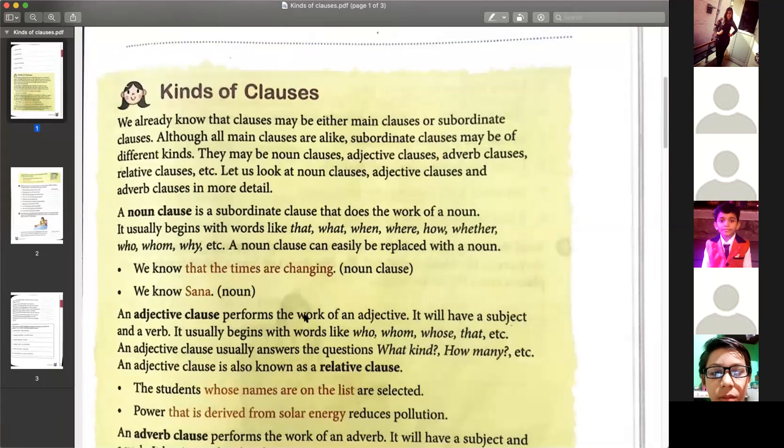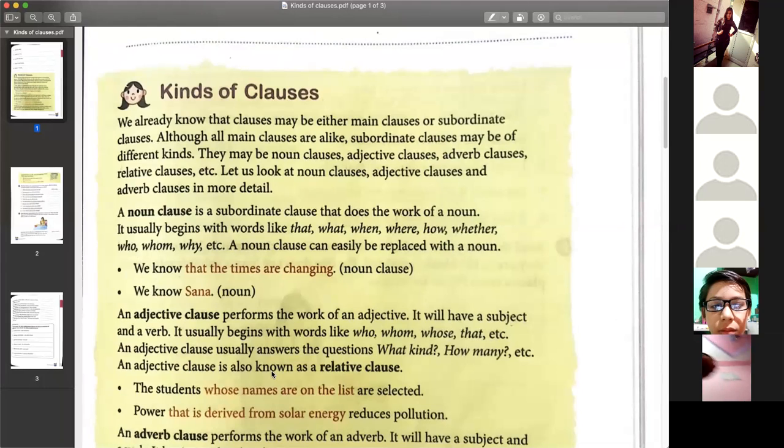Let's come to kinds of clauses. We already know there are two types of clauses, main clause and subordinate clause. The main clause is a complete sentence in itself, whereas subordinate is dependent, right? So we have three kinds of subordinate clauses. The three kinds are the same: noun, adjective, and adverb. In this, the only difference is that we will have a verb in the sentence.